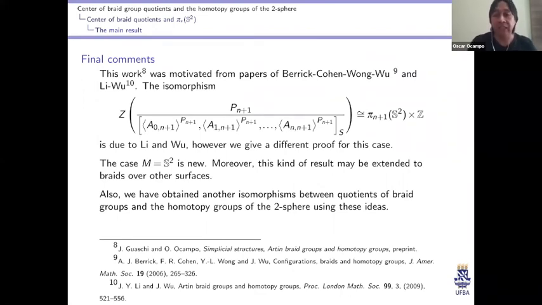Well, this is part of the work that I want to share with you. I hope you enjoy this kind of beautiful connection. It's very interesting, this connection of two different theories, braid groups and homotopy groups of the sphere, using simplicial homotopy theory. So that's it. Thank you so much.